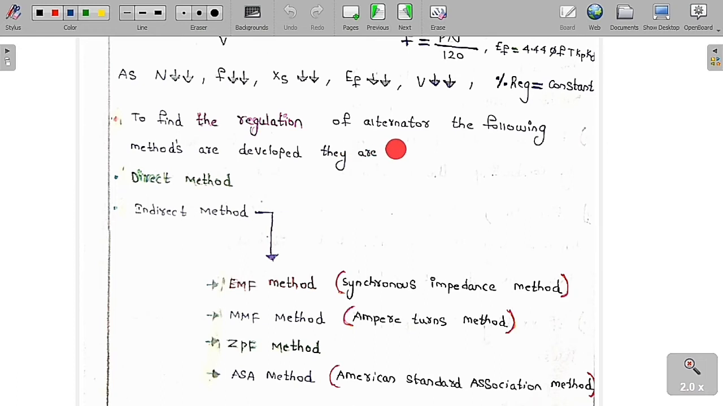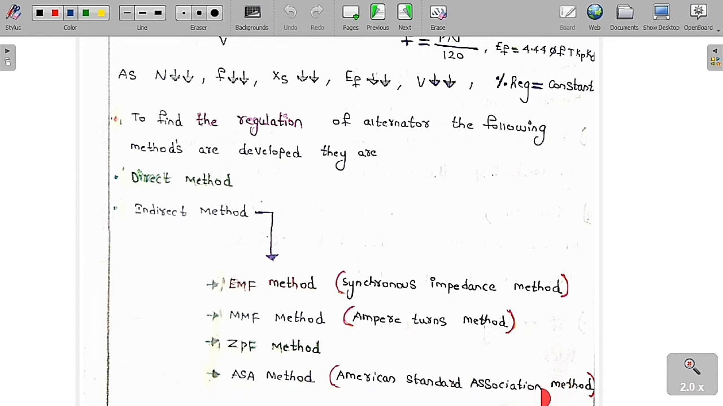To find the regulation of alternator, the following methods are developed. I have already shown how to find the regulation of alternator by different methods. They are called the direct method and the indirect method. But we have learned only the indirect methods, which are the EMF method, MMF method, ZPF method and ASA method. EMF method is also called the synchronous impedance method, MMF method is called the ampere-turn method, ZPF is the zero power factor method, and the last one is the ASA method.